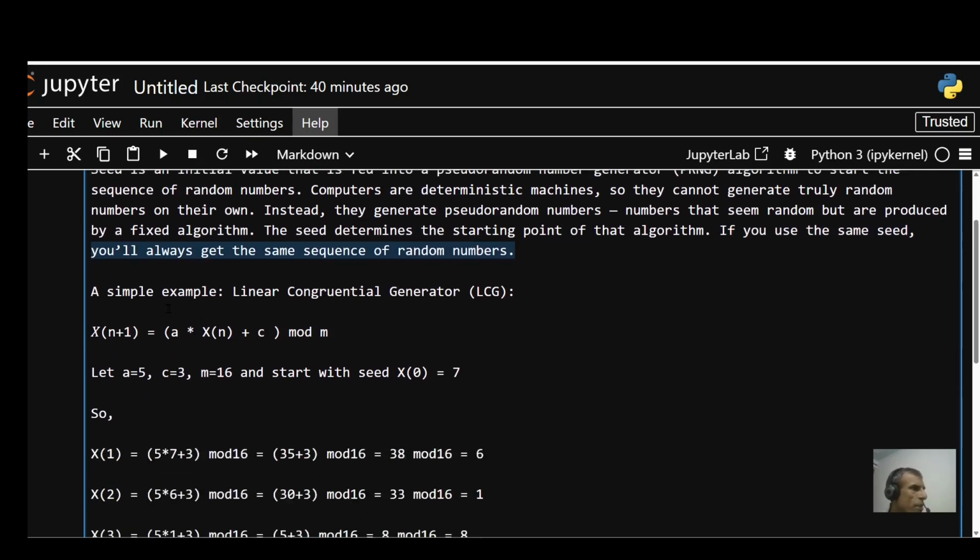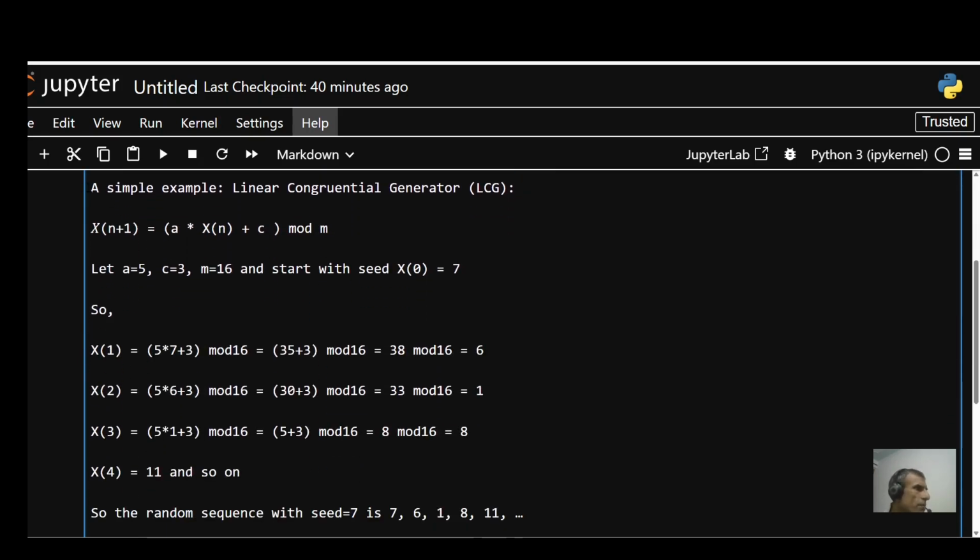All right, let's start with a simple example. I'll explain the concept of seed through a linear congruential generator. It's very simple. This is my equation right here. I start with a equal to 5, c equal to 3, m equal to 17, and my seed value x0 equal to 7. This is how your seed value generally starts.